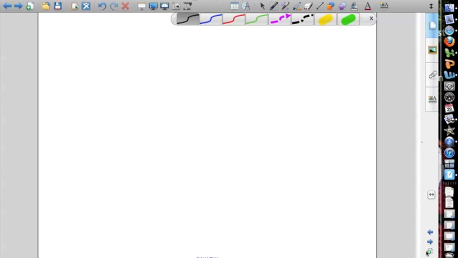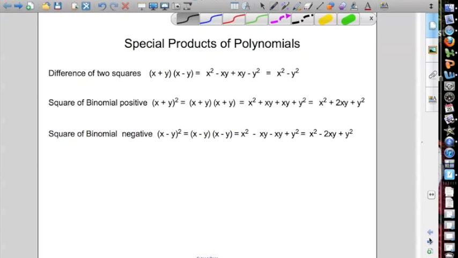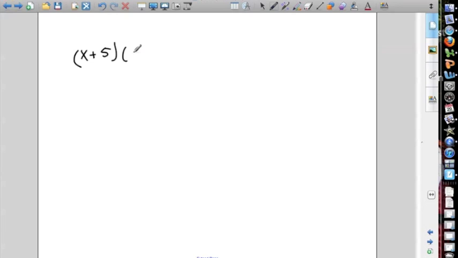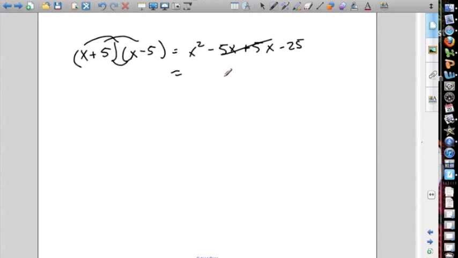Let's actually glance at a problem like that. It'll be something like x plus 5 times x minus 5. Now let's look at what happens first when we use FOIL. First times first, that's x times x, which is x squared. Then the outside is minus 5x, and the inside is plus 5x. And finally the last, which will be minus 25. What you'll see is x squared minus 5x plus 5x, that cancels out in the middle. Those cancel out to be 0, so I'm left with just x squared minus 25.